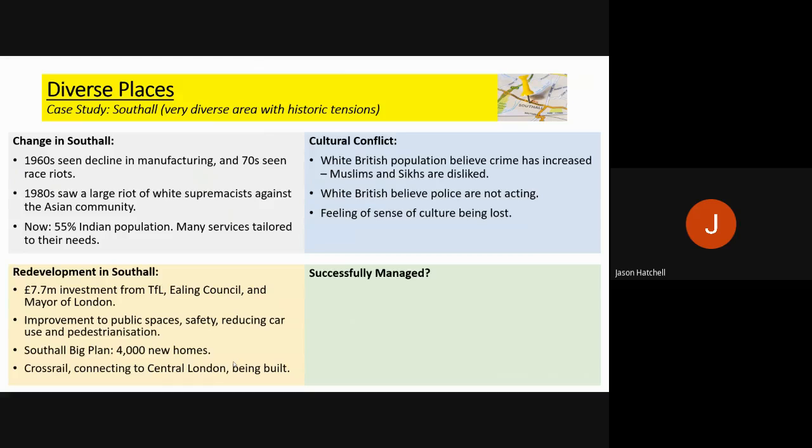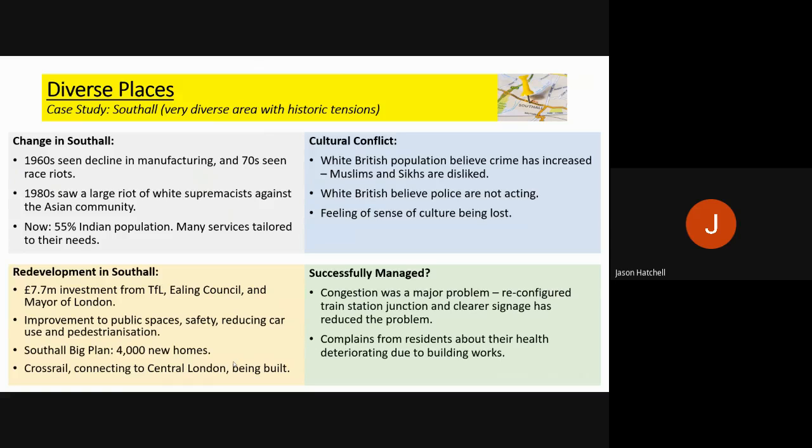Now, has again Southall and its tensions been successfully managed? Well, congestion has been a major problem in Southall and was a major problem. The train station was reconfigured, the junction around it was reconfigured, and signage has been changed to try and reduce that problem. There has been complaints from residents as well during the investment phase about their deteriorating health due to the building works.